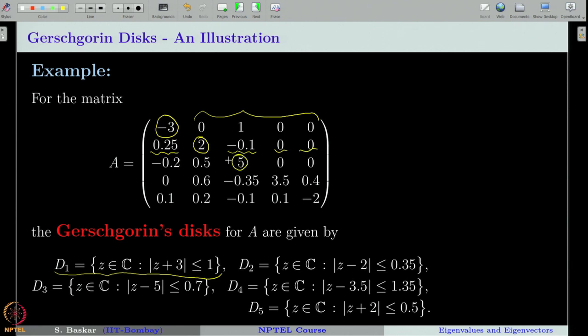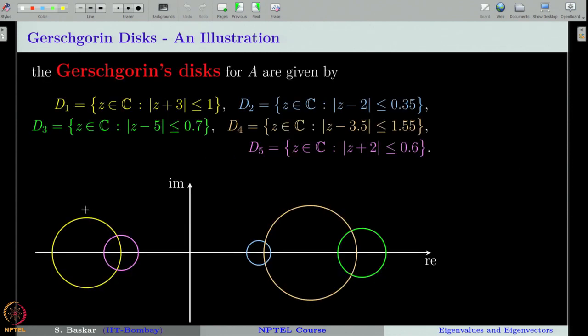The third disk is again, the center is at 5 and the radius is 0.7 because you are summing the absolute values of these elements. The disk D4 has center at 3.5 and the radius as the sum of the modulus of these elements, that adds to 1.35. And finally, the disk D5 has center at minus 2 and its radius is 0.5. Again, let us visualize this disk. D1 is given like this, D2 is this, and D3 is this disk, D4 is this, and D5 is this disk.